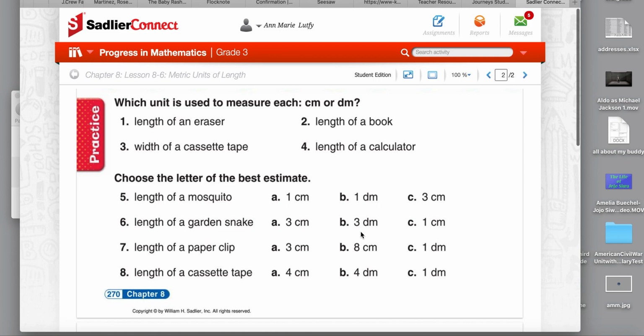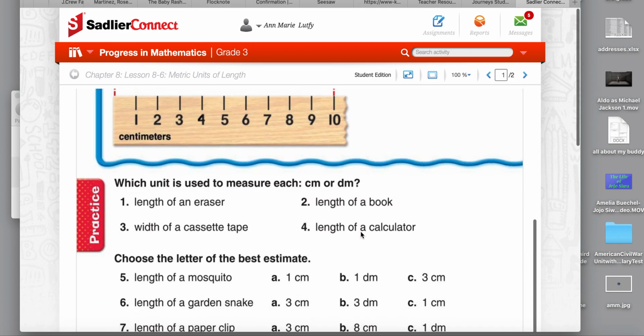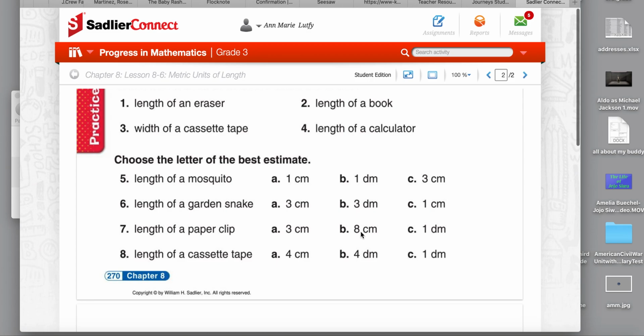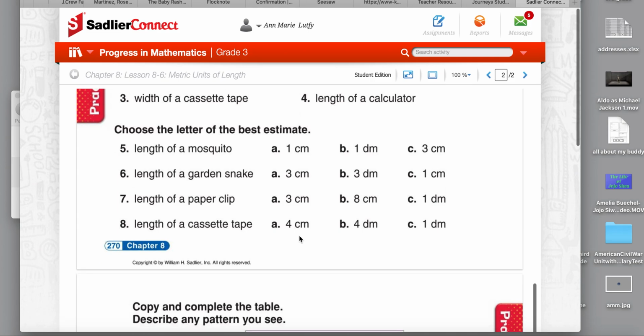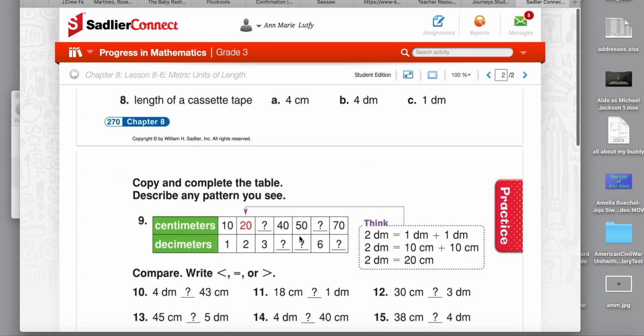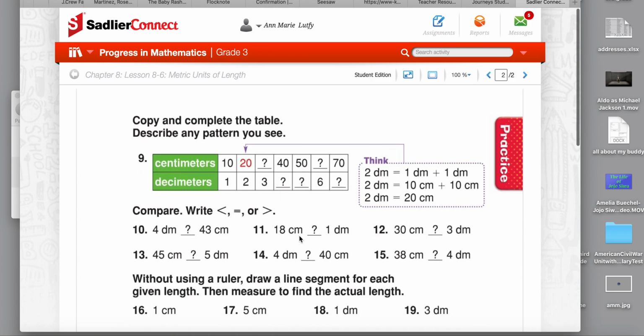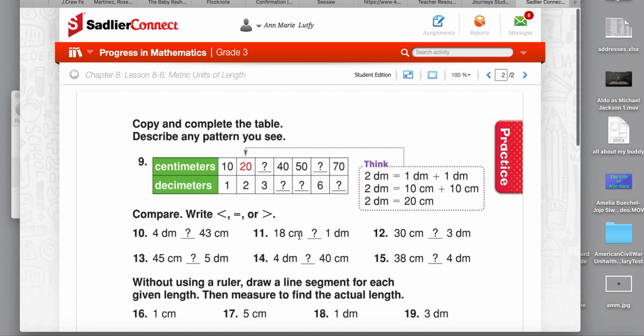Length of a garden snake, probably, I'm not sure how big garden snakes are, but definitely not 1 centimeter, so maybe 3 decimeters. Length of a paperclip is about 1 centimeter. Length of a cassette tape, which you guys don't even know what it is, so I'm not even going to go there.